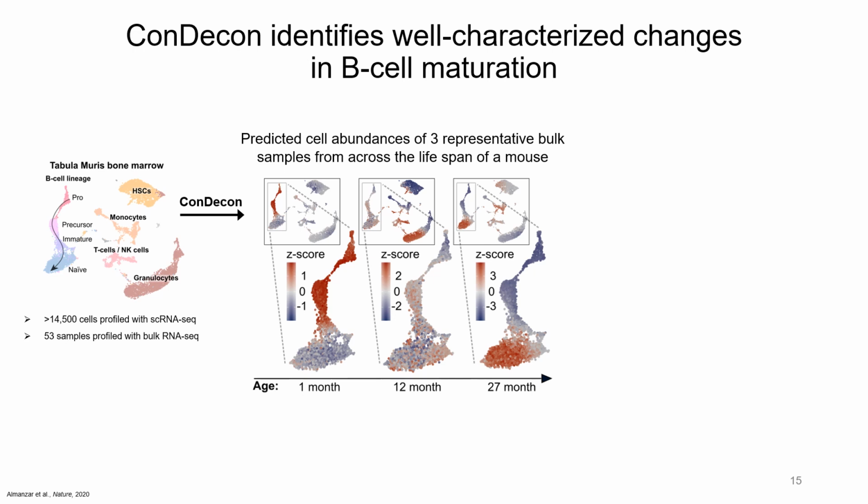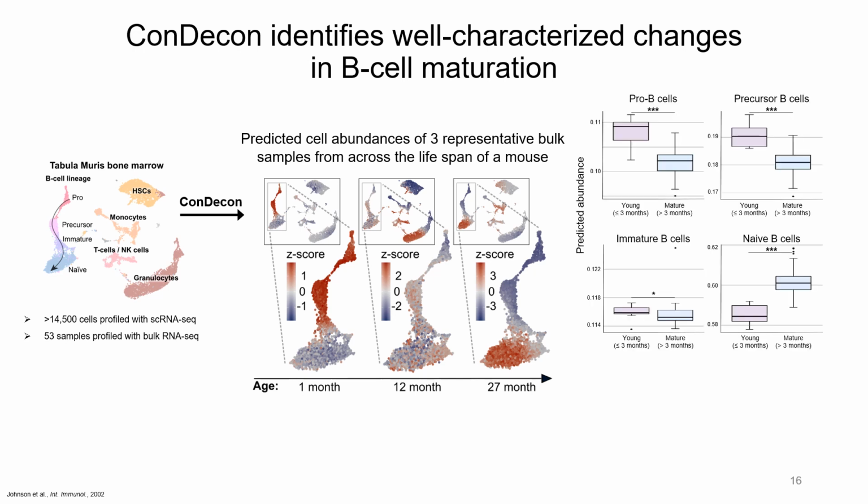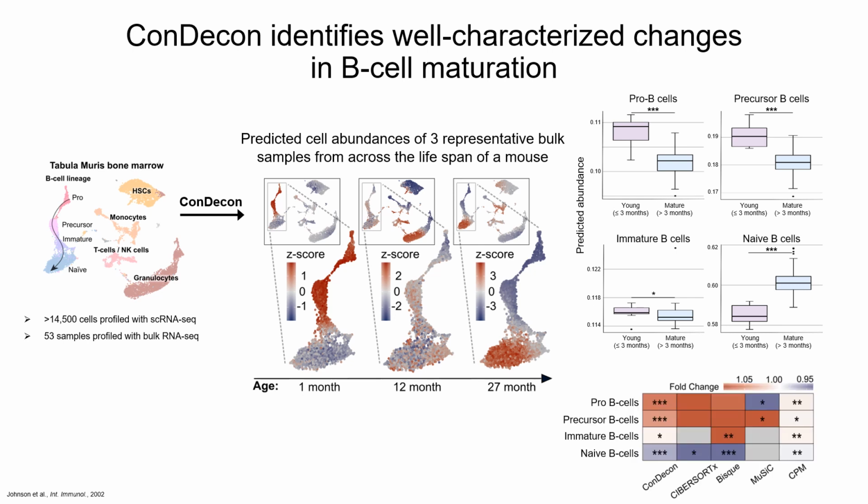We find that ConDecon is able to recapitulate consistent shifts from an abundance of pro and precursor B cells in young mice, less than or equal to 3 months, to an abundance of naive B cells in mature mice. These results are quantified in the box plots on the right, where we find a significant fold change in each B cell population between young and mature mice. We compared these results with other methods and find that ConDecon consistently predicts a significant fold change in the abundance of each B cell population between the young and mature mice.